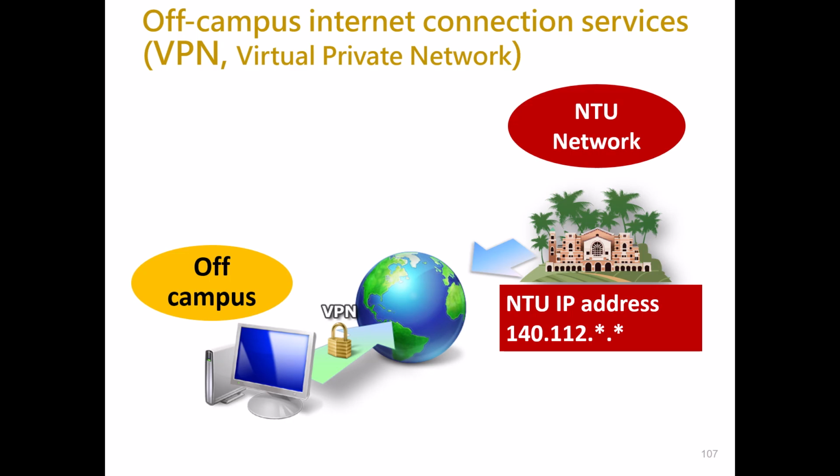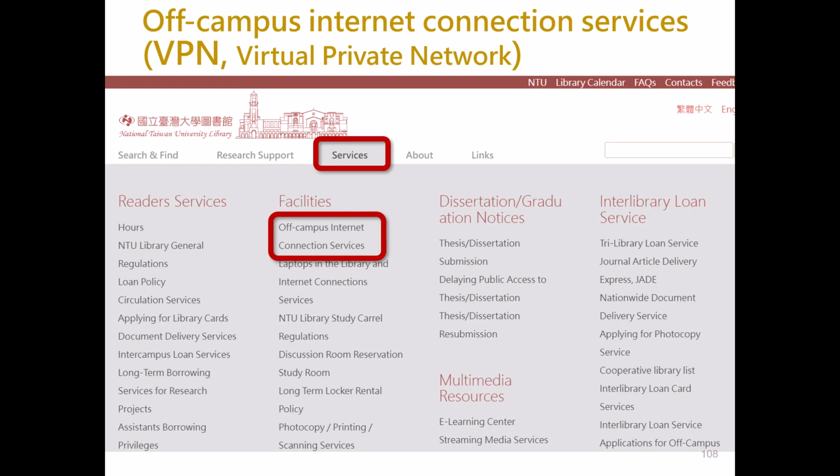And before accessing the library's databases, please note an important reminder. The library's e-resources are accessible within the campus network. However, when you are outside the campus, you can still remotely access e-resources through off-campus internet connection services, commonly referred to as Virtual Private Network, VPN. And you need to do some settings for the first time. You can find the instruction for setting up the VPN under the service section of the library's website, and just follow the steps provided there.